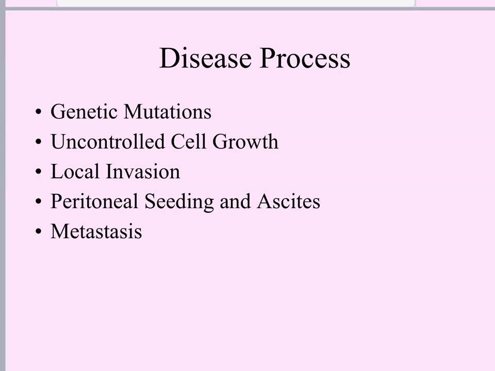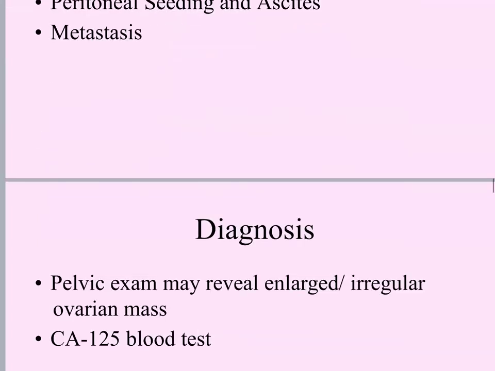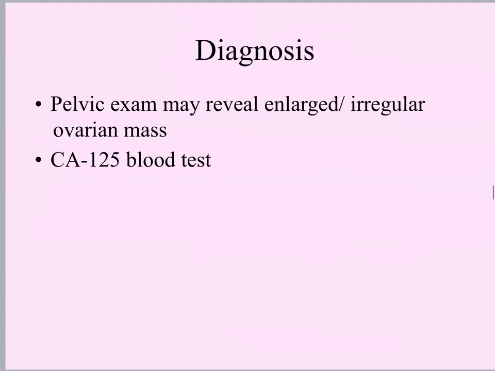And then it can also spread through the bloodstream to places like the liver, the lungs, and the pleura. So you'll hear people say ovarian cancer with mets to the liver, mets to the lung. So how is this diagnosed?